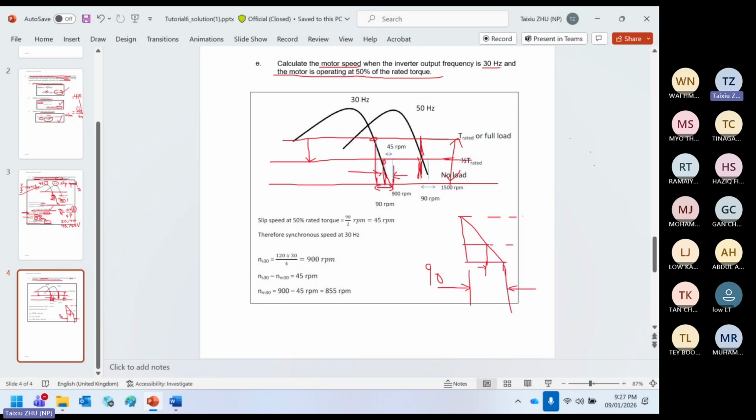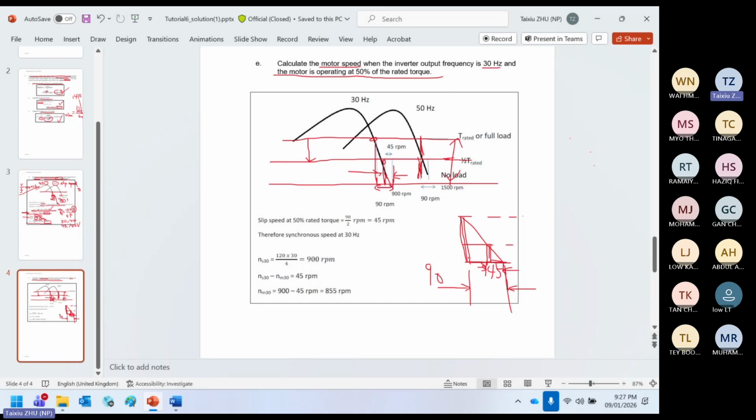Okay. Now this one is proportional to the decrease of the torque. If your torque is halved, the slip speed is also half. So this one becomes 45. Why? Because this is the half, not the full torque. This one is half, then this is the full one. Basically, it's similar triangles. Is that clear? Okay.